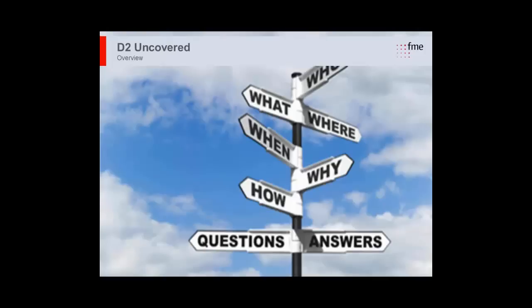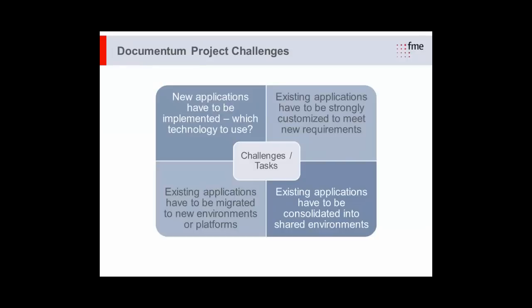Okay, perfect. So with the next few slides, I want to provide you with a quick overview of D2 before we dive into some more detail later on. There are different project challenges that a company might face on a regular basis. There might be requirements for completely new applications, for example a completely new Documentum solution for a new business area to store and manage additional content. So the question there is, what are the different implementation options and which technology should be used and why?